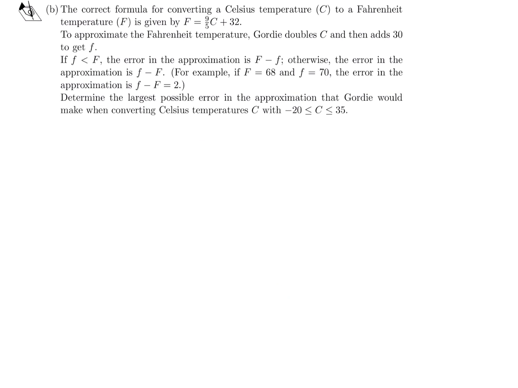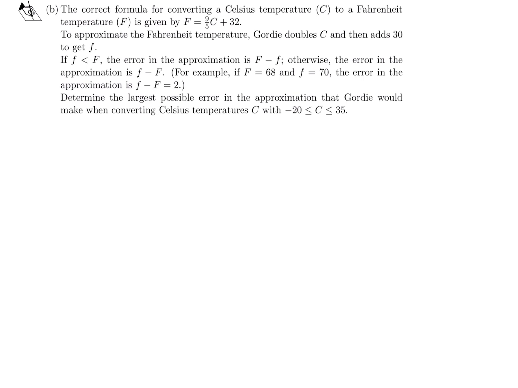The correct formula for converting Celsius temperature to a Fahrenheit temperature is F is equal to 9 over 5 C plus 32. To approximate the Fahrenheit temperature, Gordy doubles C and then adds 30 to get f. If small f is less than big F, the error in the approximation is big F minus small f. Otherwise, the error in the approximation is small f minus big F. For example, if big F is 68 and small f is 70, the error would be 2.